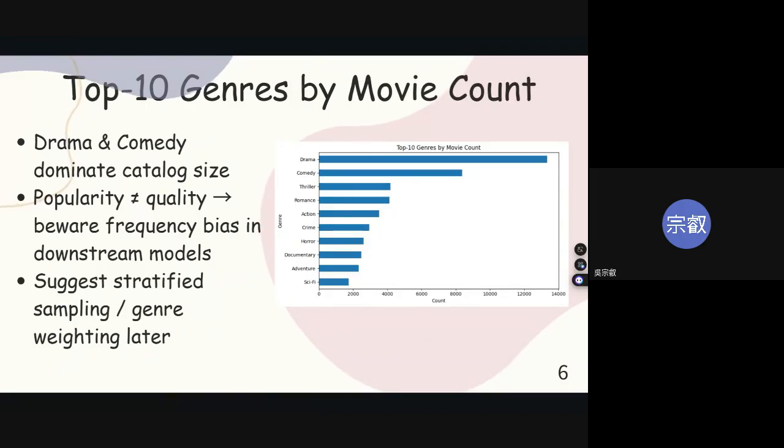Okay, the next one is top 10 genres by movie count. This bar chart shows the top 10 genres by movie count in the catalog. Drama and comedy dominate clearly, followed by a long tail: thriller, romance, action, crime, and so on. Remember, frequency is not quality. If we don't account for this imbalance, downstream models and summaries will tend to overrepresent frequent genres. A simple mitigation later is stratified sampling or genre weighting.